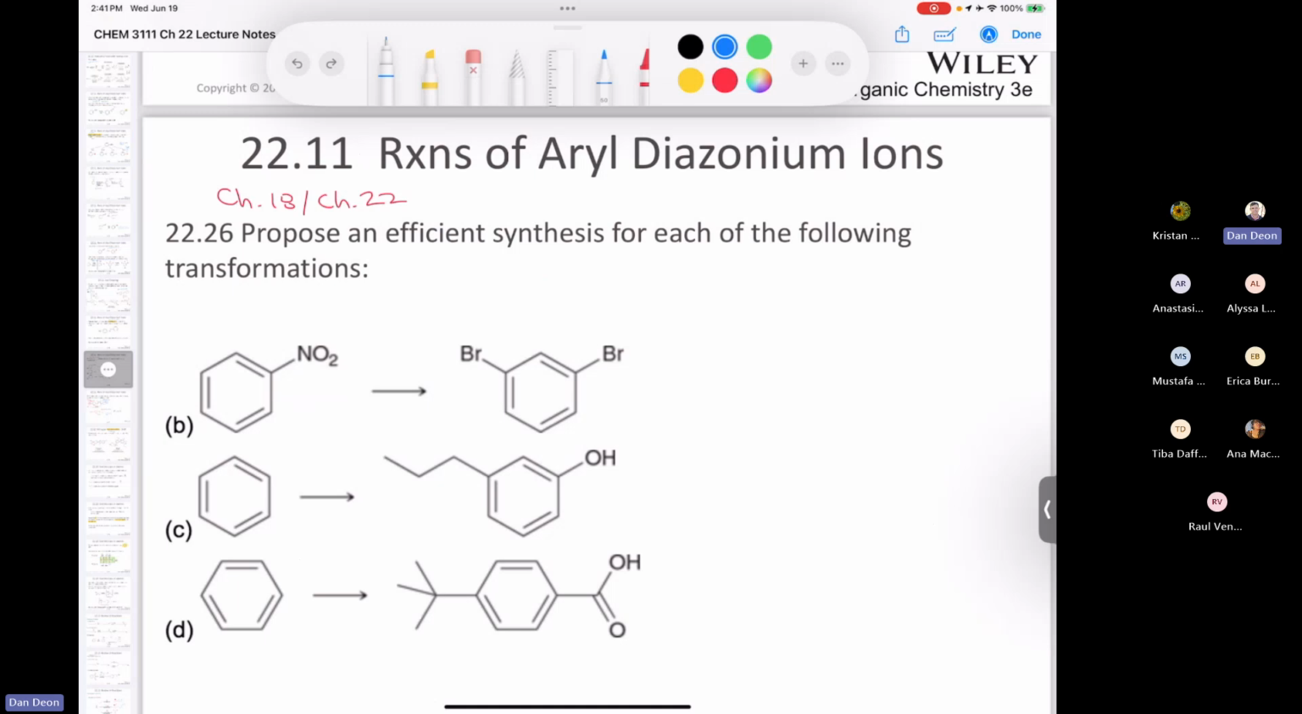Now, I'm not saying there's only one way to do this. I haven't really looked at what I've got for solutions. But these are syntheses that might take more than two steps. These will take a couple of steps and a little bit of thinking to solve.